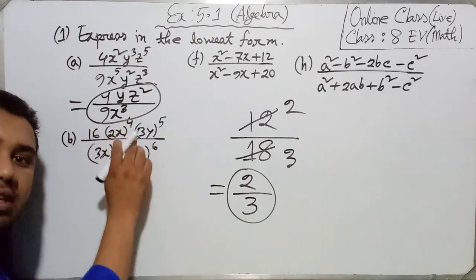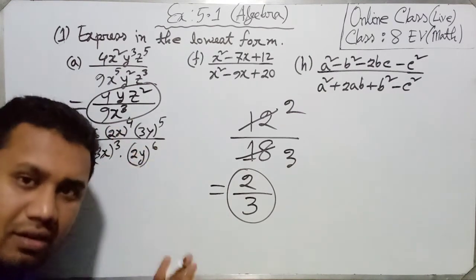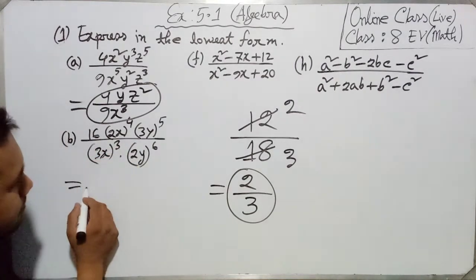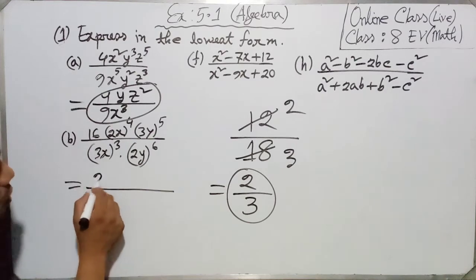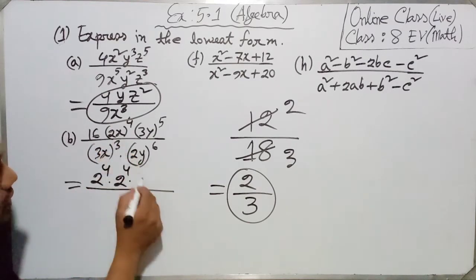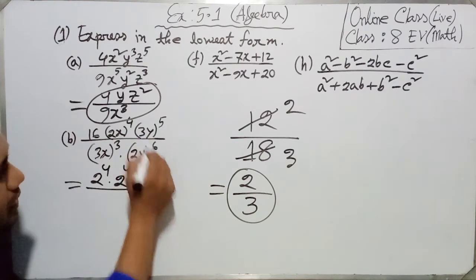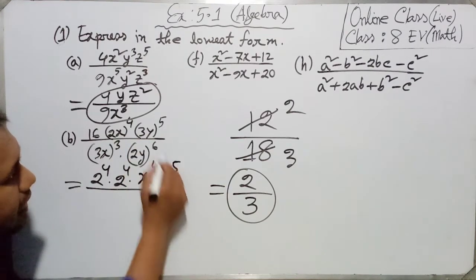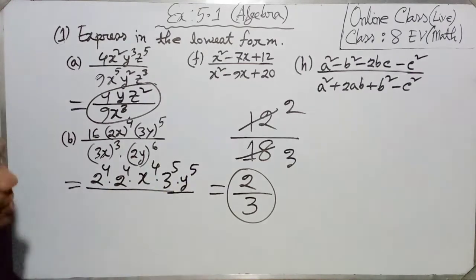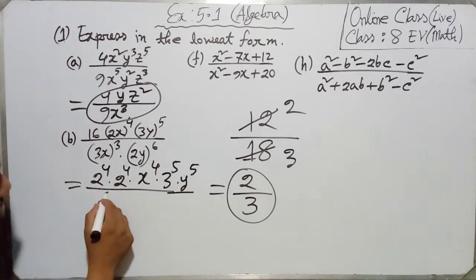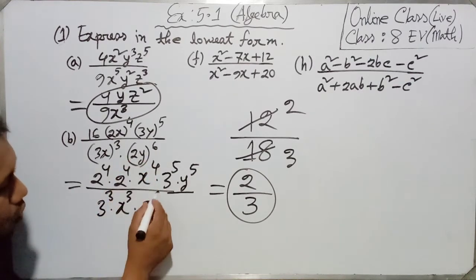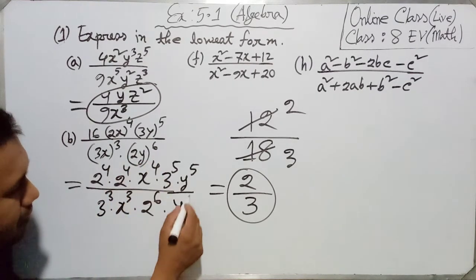So we can say this numerator and denominator are already factorized. So we can simplify. Now look, 16 you can write 2 to the power 4. This 2 to the power 4, this x to the power 4, 3 to the power 5, and this is y to the power 5. If we write separately, this is 3 cube x cube, 2 to the power 6, y to the power 6.